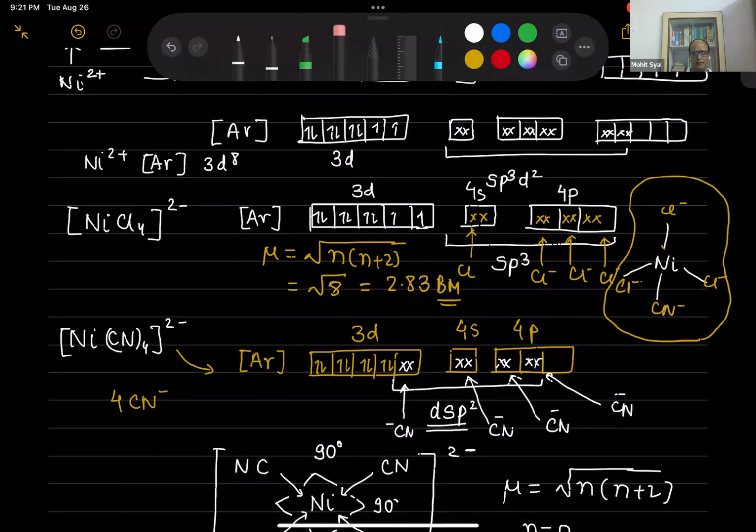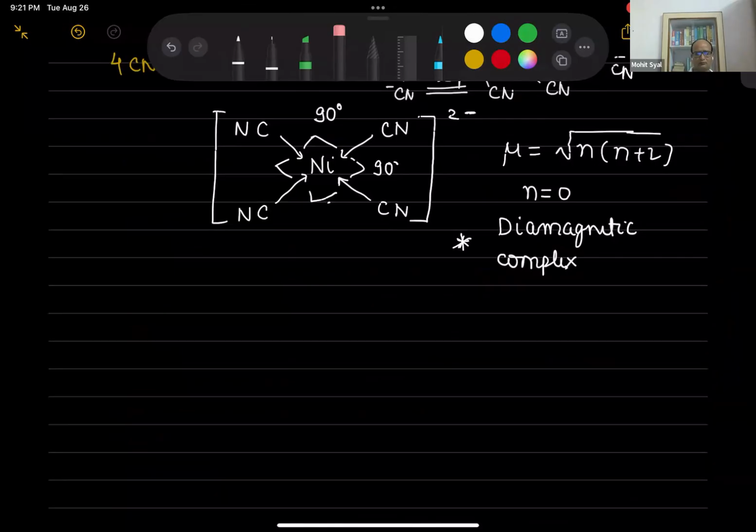Let me take another example. So in coordination number 4, if you have strong ligands, if pairing is possible, dsp2 square planar complex will form. But if you have weak field ligands, no pairing, let them remain as they are. Use the outer orbitals, which are sp3, and a tetrahedral complex will be there. Okay.